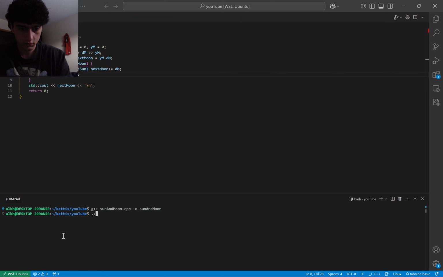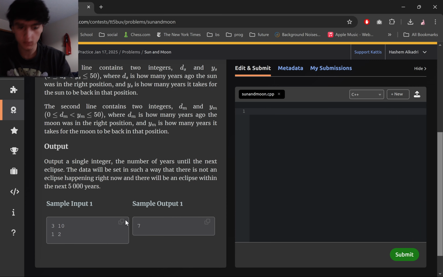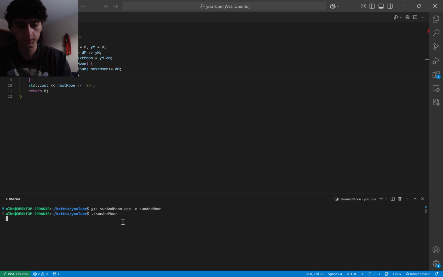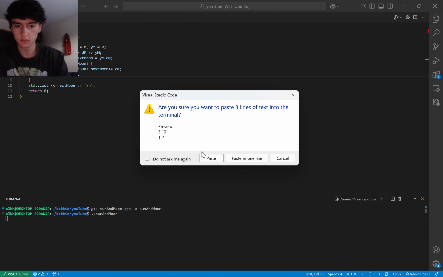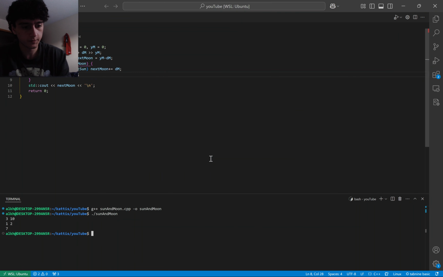Alright, ./sun, and normally I do make a text file, like a .in file, but we can just paste it into the terminal with a case like this. And we actually got the right answer. I think the way I went about it is a valid solution. So let's go over it one more time.